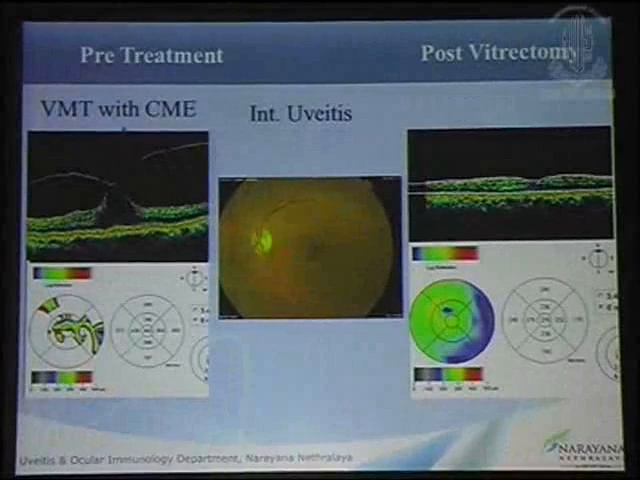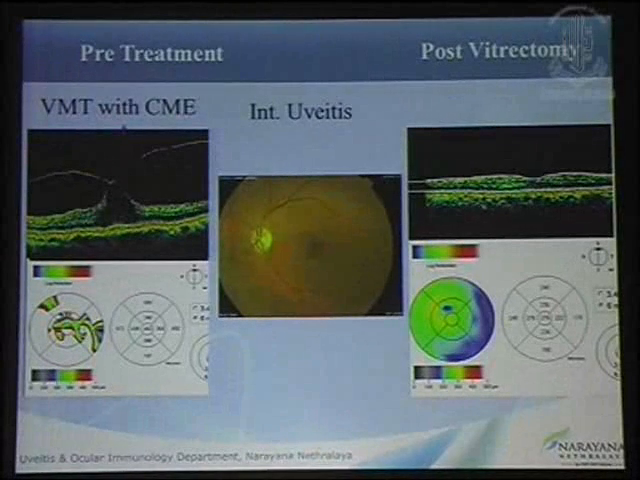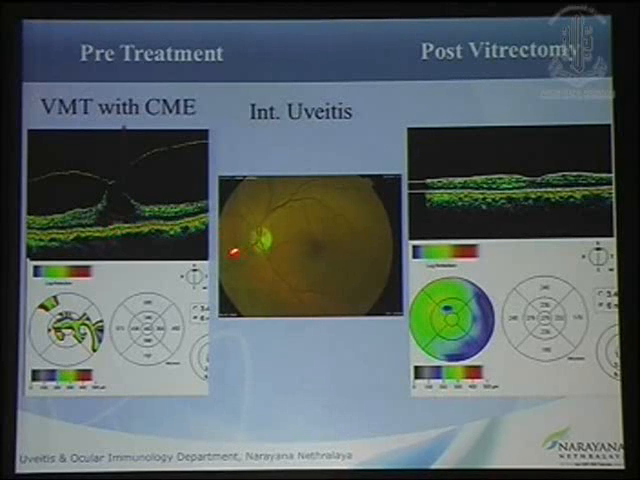Here is an 8-year-old case of intermediate uveitis who had a vitreomacular traction with cystoid macular edema. Following pars plana vitrectomy, there was a resolution of the macular edema in this patient. So OCT plays a role in picking up this vitreomacular traction.